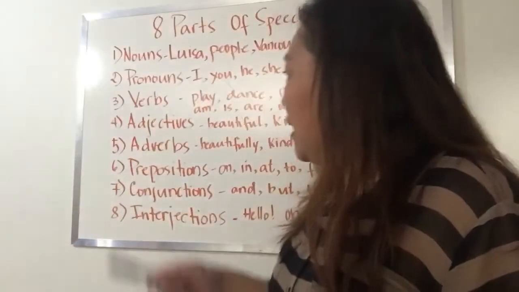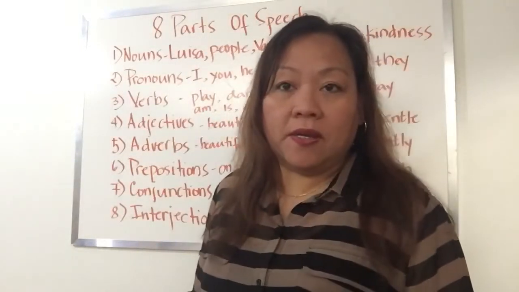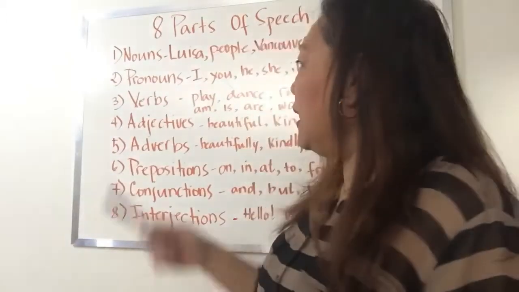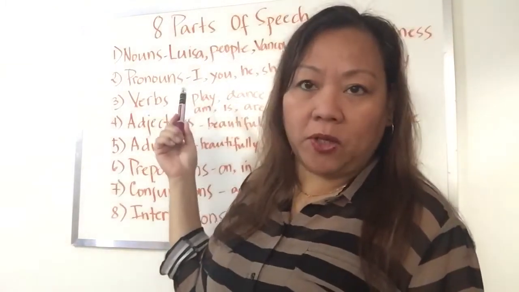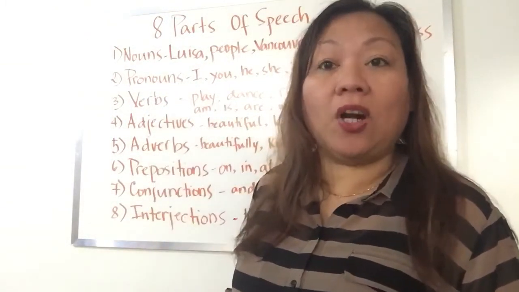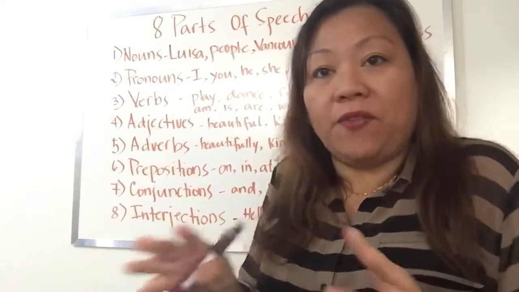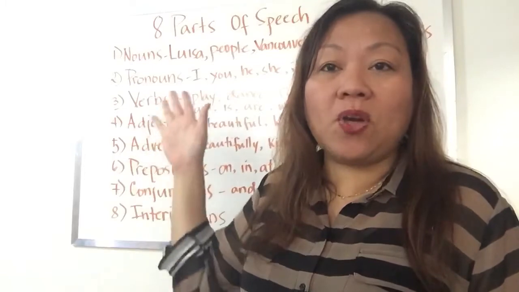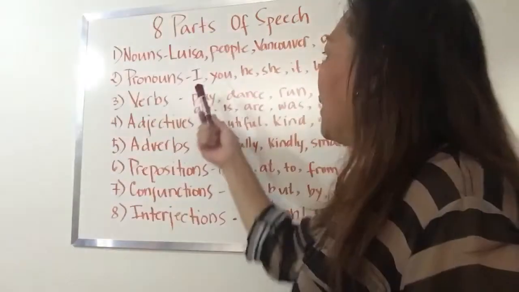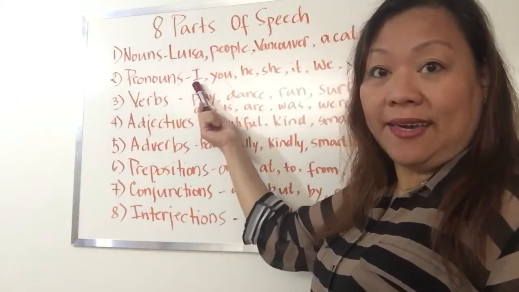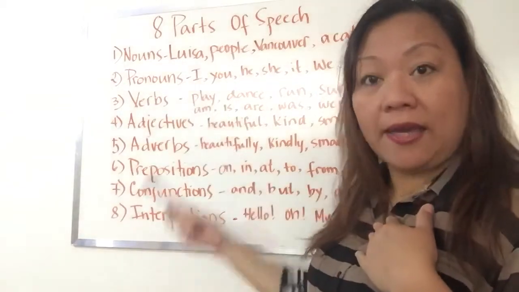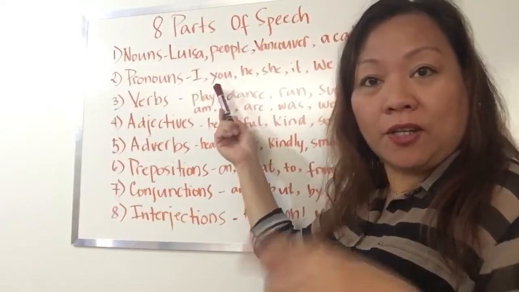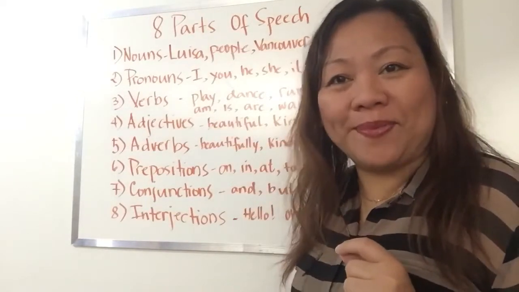Okay? So the next part of speech is what we call pronouns. So what are these pronouns? Now look at these examples that I have on the board, and these are some of the commonly used pronouns. There are different kinds of pronouns, of course, but I just want to give you first the most commonly used pronouns. So we have I, first person: I am a teacher. You, it's a second person: you are watching me right now.